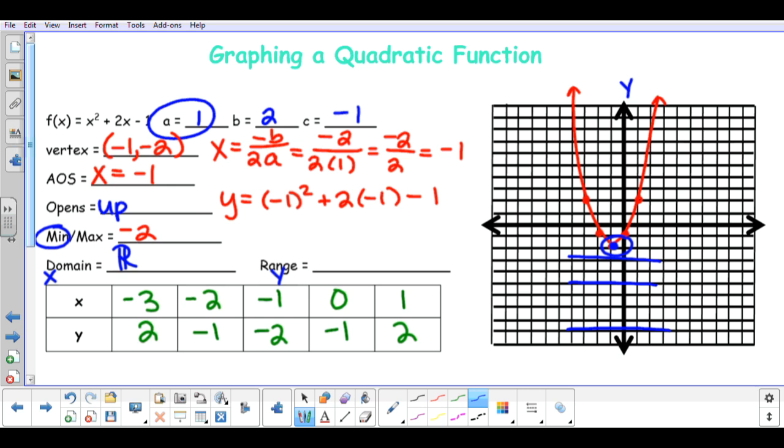Since my parabola is going upward, all of my y-coordinates get bigger than that vertex point. So since my y at my vertex was negative 2, all of my other y's need to be bigger than or equal to that negative 2. So when you're doing these problems, your domain is always going to be all real numbers. There's always going to be an x that works. And your range is always going to be dependent on your vertex. And the inequality sign is going to be dependent on whether it is opening upward or whether it is opening downward.